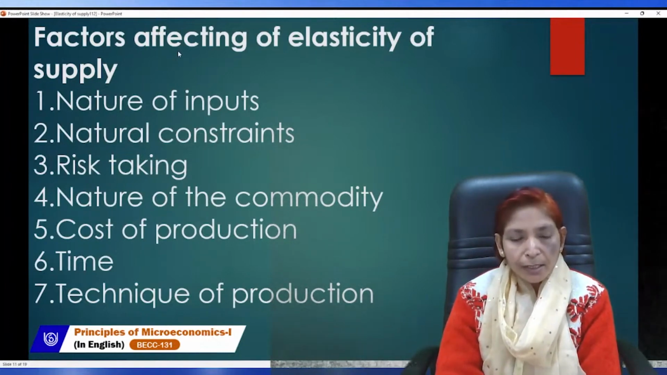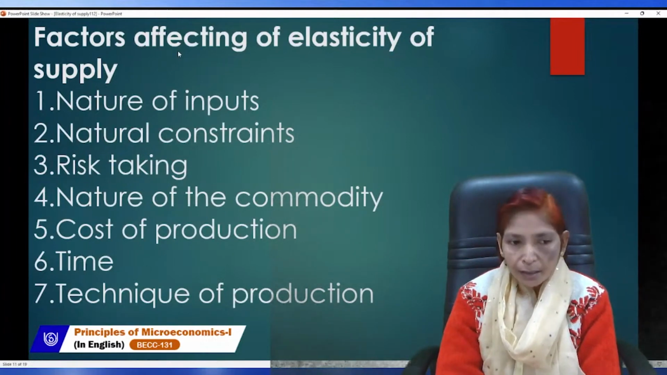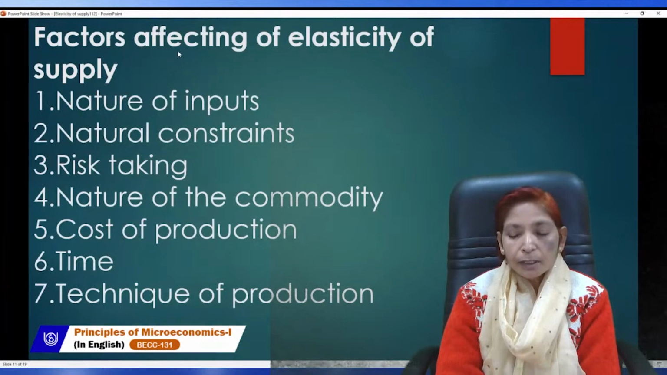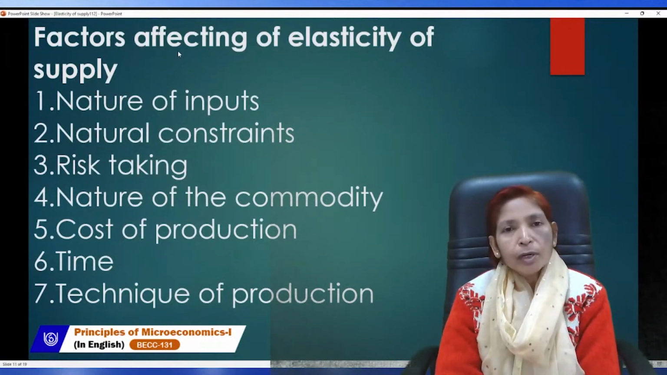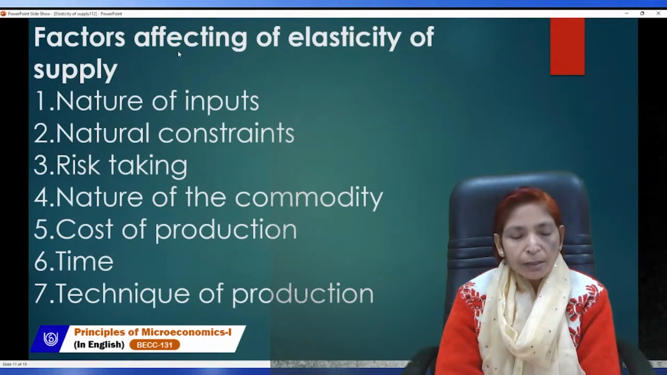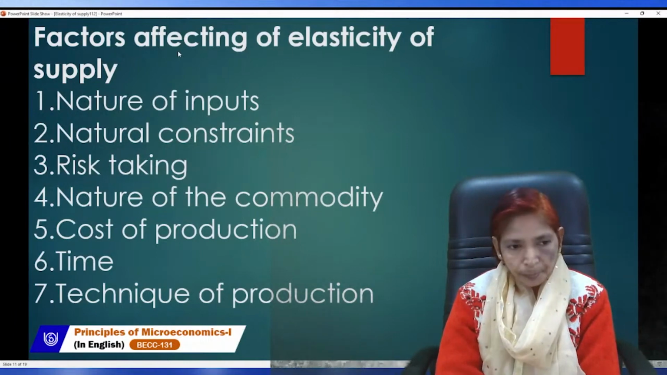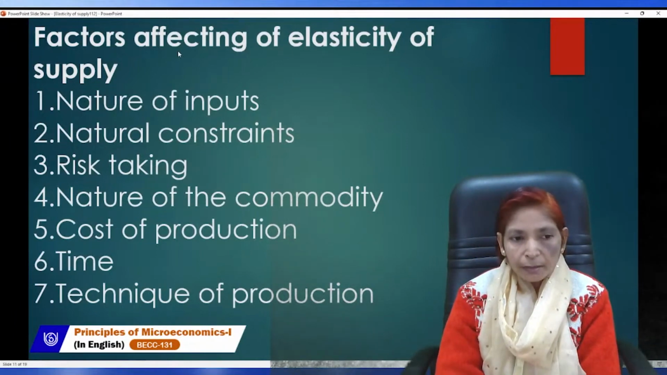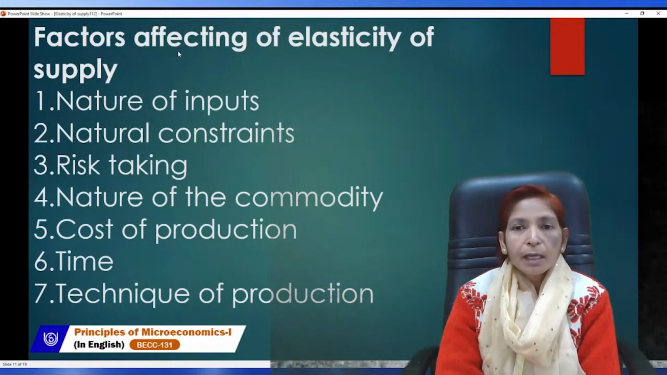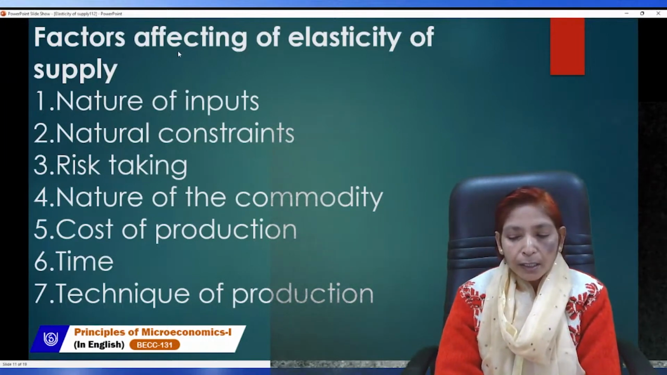So if you have less time, you can't change supply. In this case, supply will be less elastic. If you have too much time, then supply can easily change because in long run, all the factors of production are called variable factors. So in long run, elasticity of supply will be more elastic. And in very short period, when you have no time, supply can't change. In this very short time period, elasticity of supply will be inelastic or less elastic.